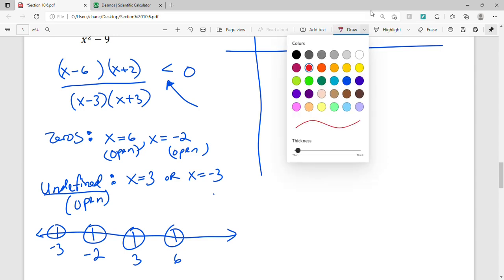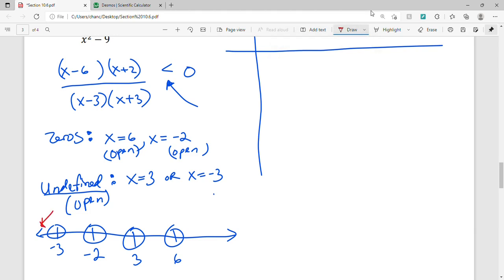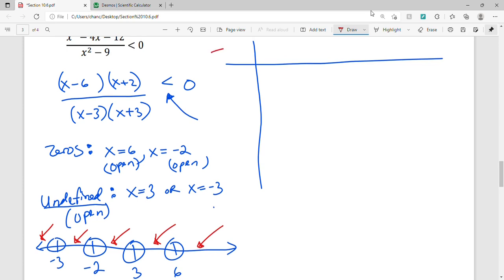So we will look at the regions to the left of negative 3, between negative 3 and negative 2, between negative 2 and positive 3, between 3 and 6, and to the right of 6. This graph has 5 different regions to test, so we need 5 test points. What's a good number to the left of negative 3? We'll pick negative 4. What's a good number between negative 3 and negative 2? I will pick a negative 2.5. We have to pick a decimal in that case.